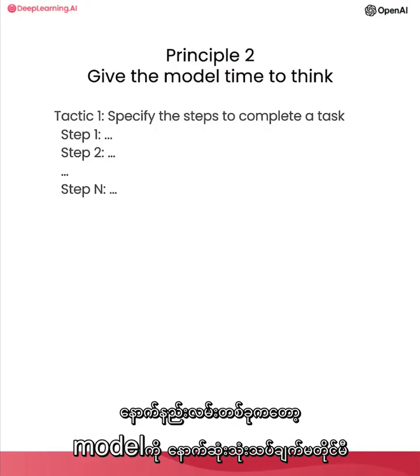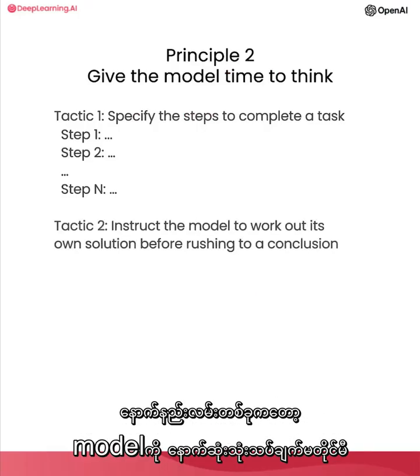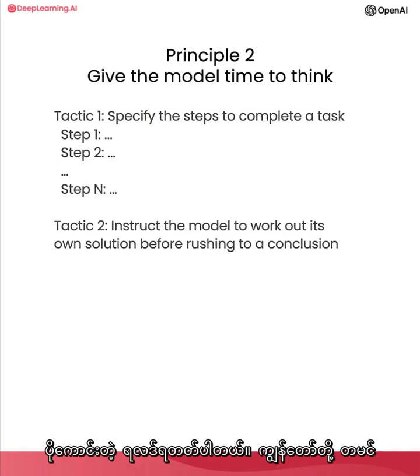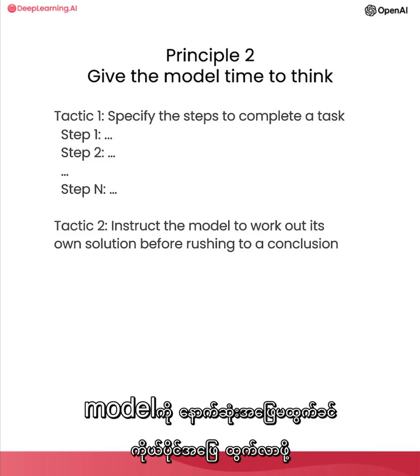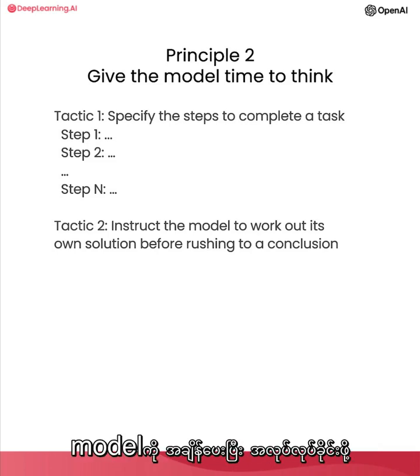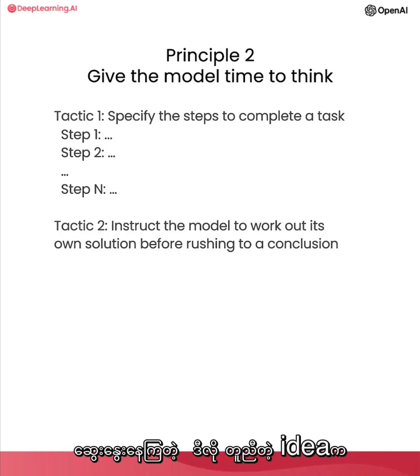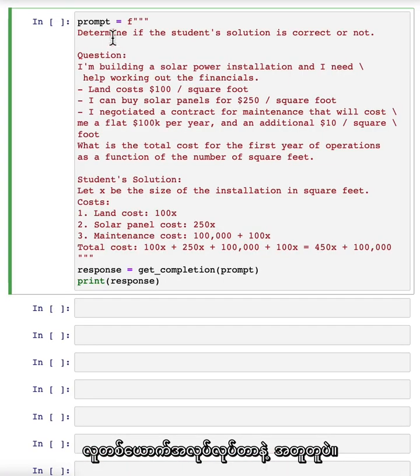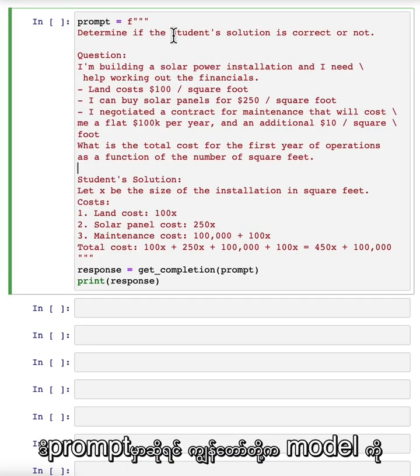Our next tactic is to instruct the model to work out its own solution before rushing to a conclusion. And again, sometimes we get better results when we explicitly instruct the model to reason out its own solution before coming to a conclusion. And this is the same idea that we were discussing about giving the model time to actually work things out before just saying if an answer is correct or not, in the same way that a person would. So in this prompt, we're asking the model to determine if the student's solution is correct or not.